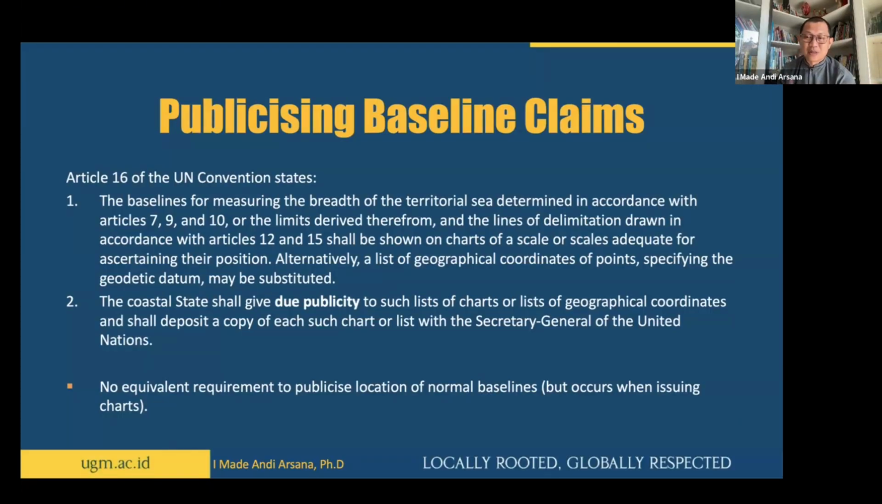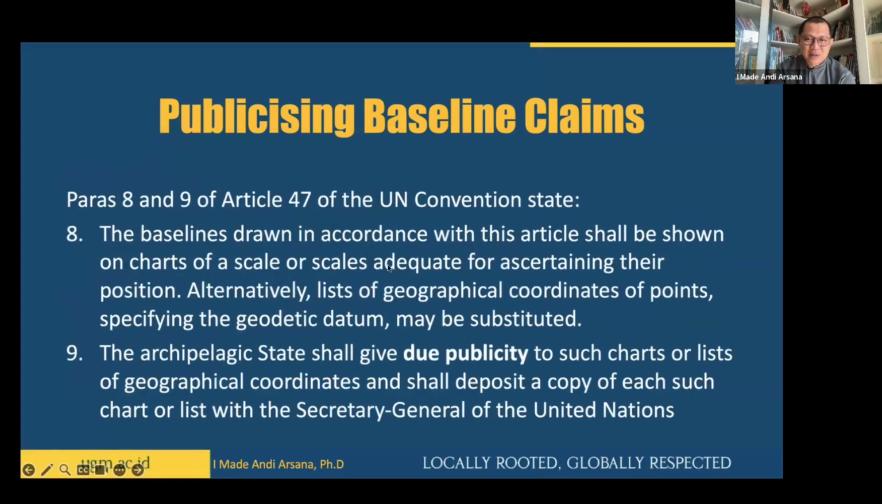United Nations. So then for the other countries to check, if they are not happy, they will say to Indonesia, okay, we are not happy with your baseline, please revise, and so on and so forth. So up to you, basically, if you want to listen to them and if you want to actually revise your baseline based on their proposal. So I think that will be the last slide, how to publicize your baseline.